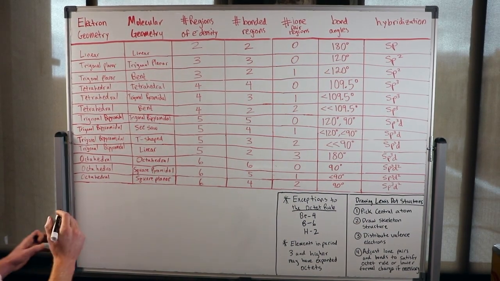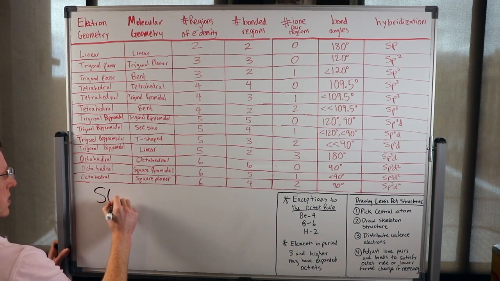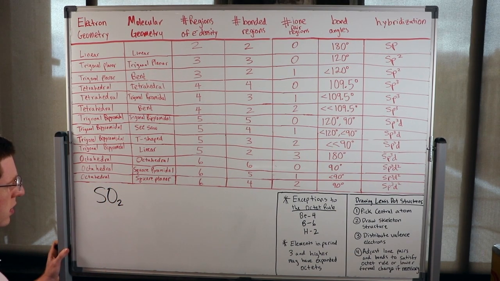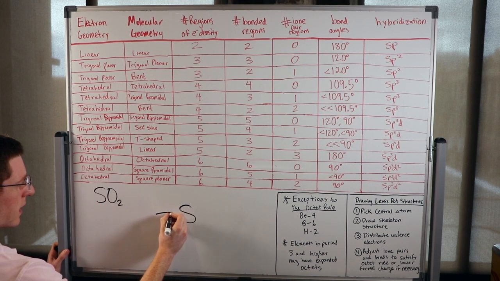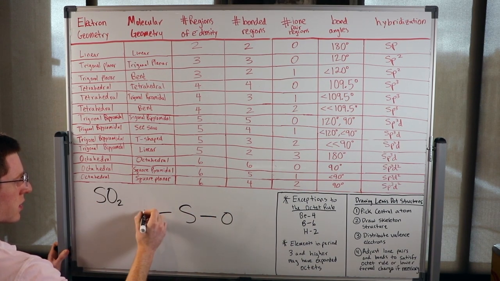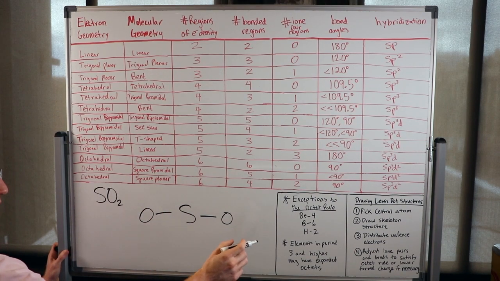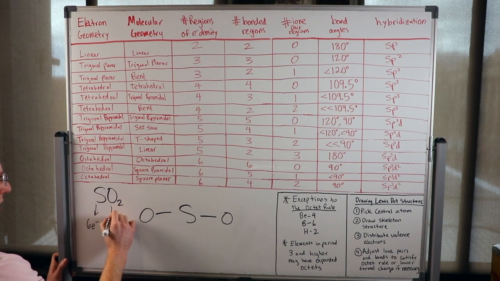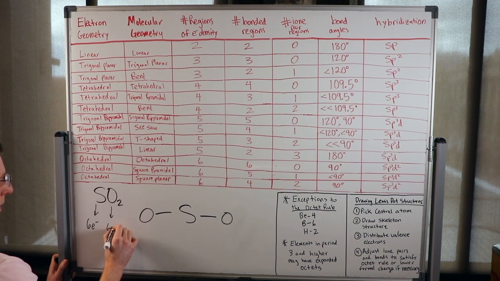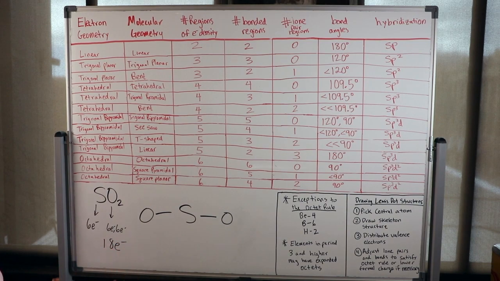Okay, so the next molecule I want to do is SO2. So I'll pick my central atom, that's sulfur because there's only 1, and then I'll attach my outer atoms to draw my skeleton structure. Then I'll distribute my valence electrons, so I've got 6 electrons from the sulfur because it's in group 6A, and oxygen is also in group 6A, so it'll contribute 6 electrons each. So 6 plus 6 plus 6, I have 18 total electrons to work with.